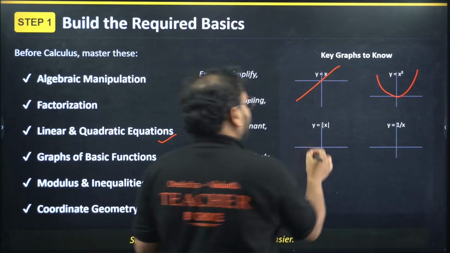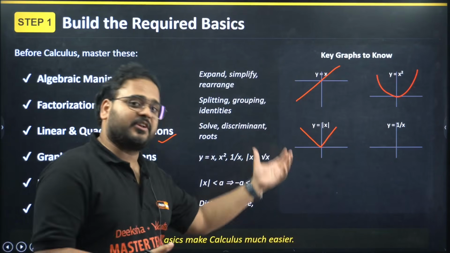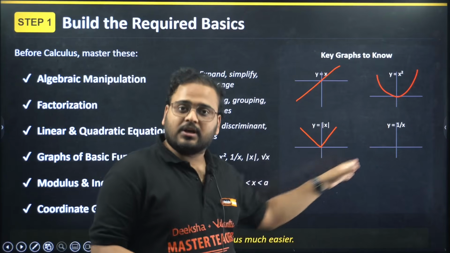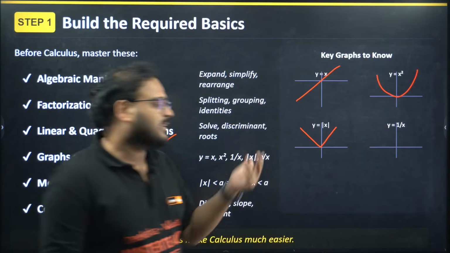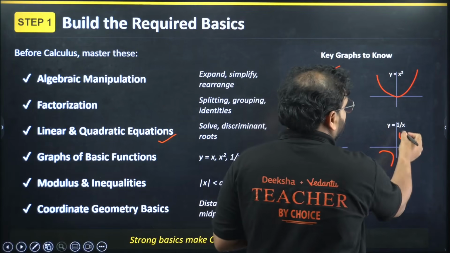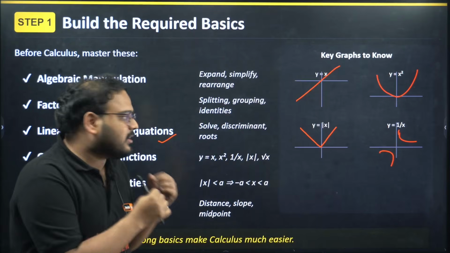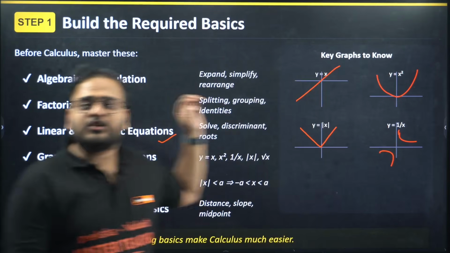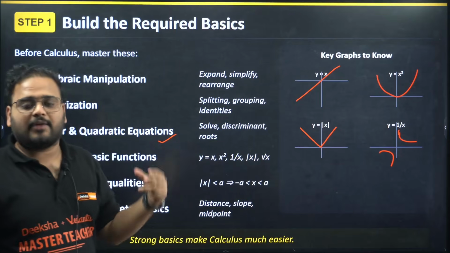Y equal to mod x curve: critical point, corner point, where it is non-differentiable, where it is differentiable. Because of the sharp edge, it is continuous always, positive, negative, all you should know. And y equal to 1 by x curve as well. I'm just trying to give you some examples. I'm not teaching you here. This is not an academic session where I teach all these concepts. I'm just trying to show what is going wrong and what you need to fix.